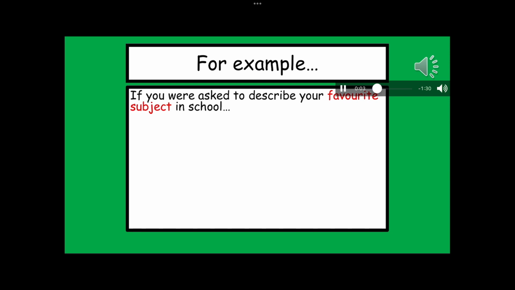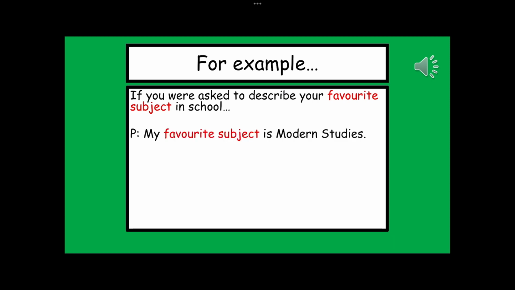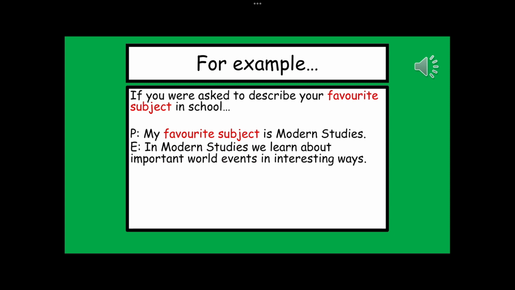So on this slide, we have a little example of how you use the PEEL structure. Now, the example we've got here just now isn't a Modern Studies specific example, just to get you thinking about how to do it, alright? So, if I were to ask you to describe your favourite subject in school, your point would be, my favourite subject is Modern Studies. Now, notice how we've used favourite subject in the question prompt and also in our point, alright? So we're using that same language every time we approach this answer. We're using the language of the question.